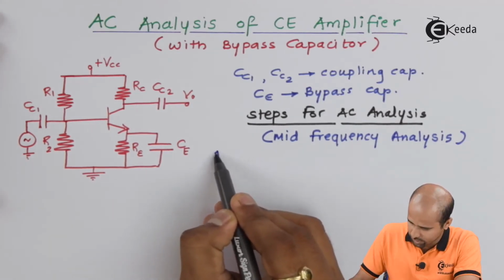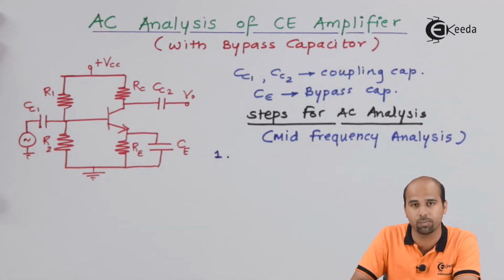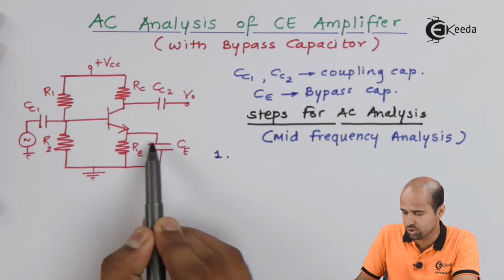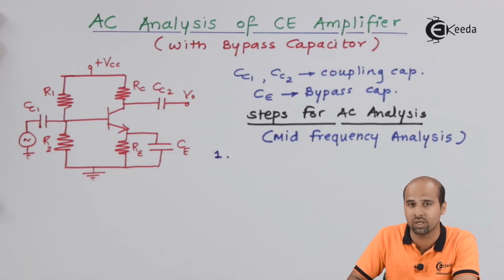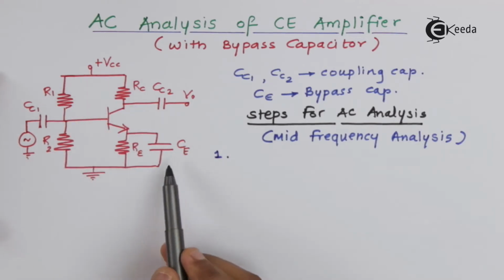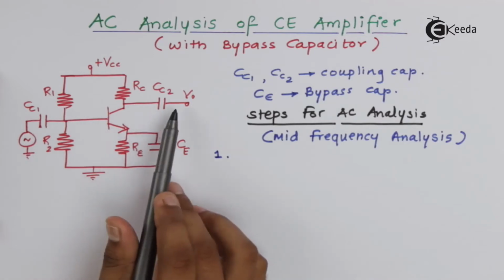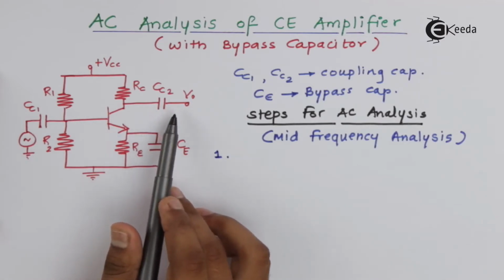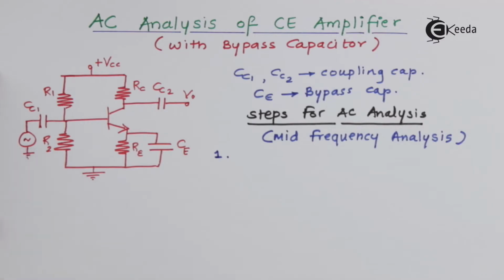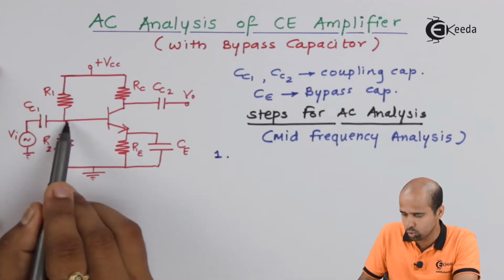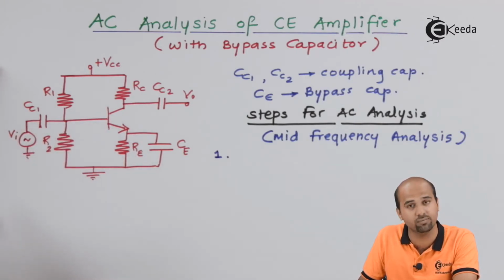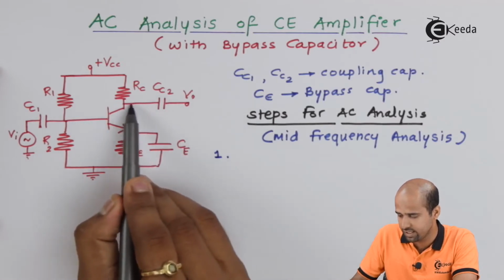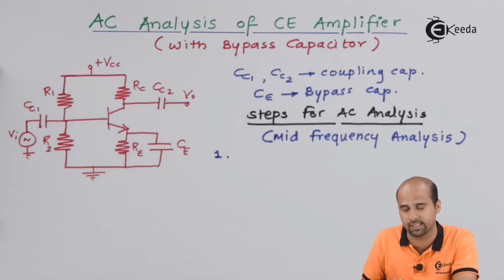Let's discuss the first step. The first and important step is we have to short all the capacitors. Keeping capacitors short means I'm allowing all the AC current to pass through all the stages. So if I short CE, CC1 and CC2, then what will happen? Input supply, that is VI, passes through the base of the BJT, that is the input side of the BJT amplifier, and the output side is directly connected to the collector side.